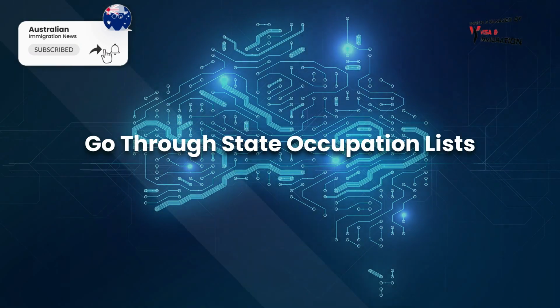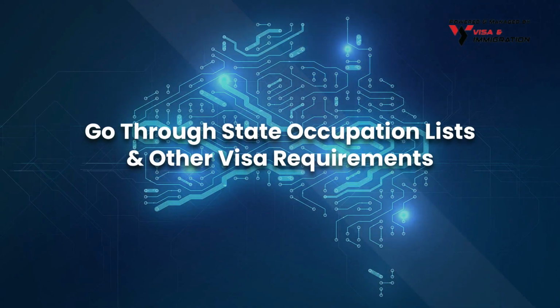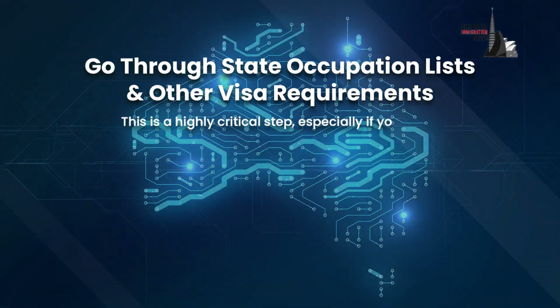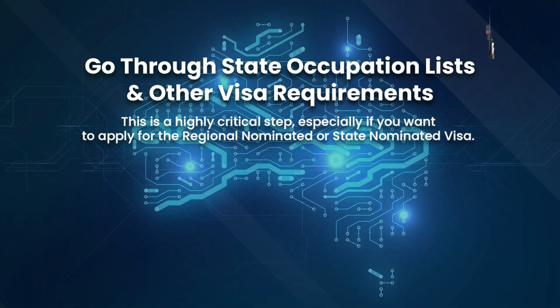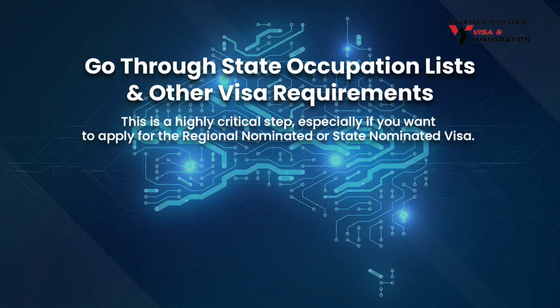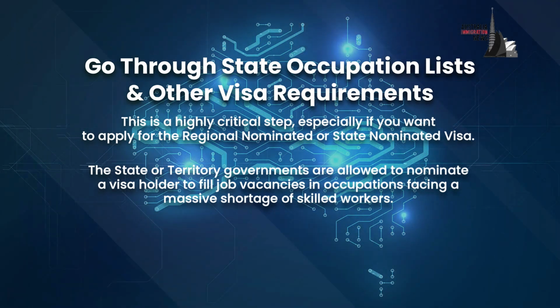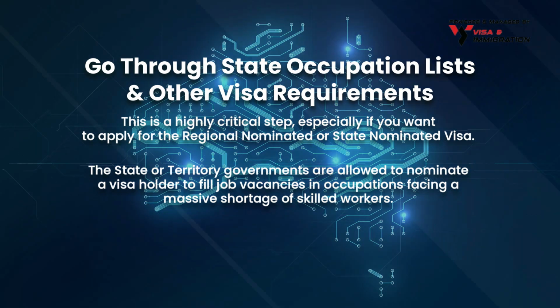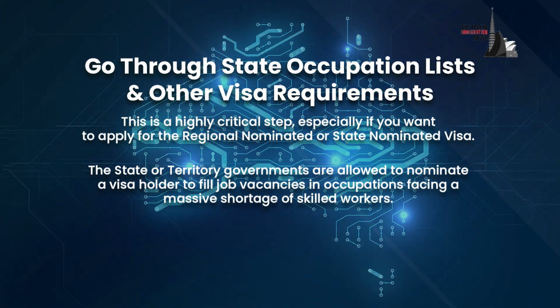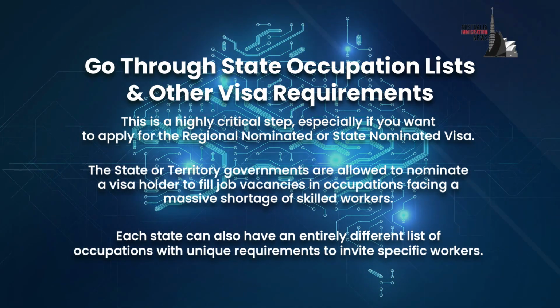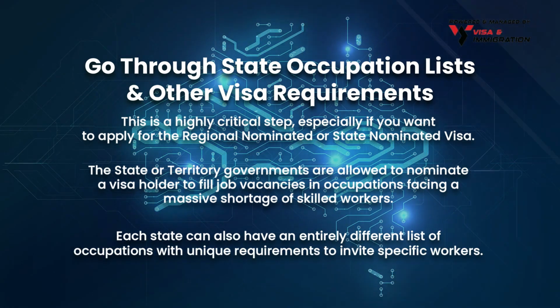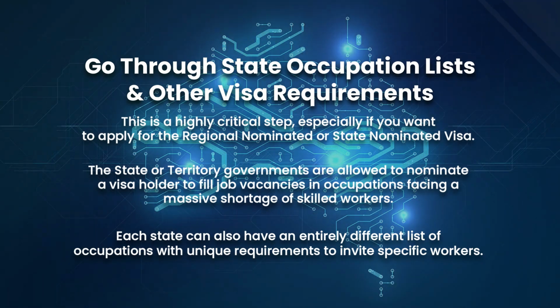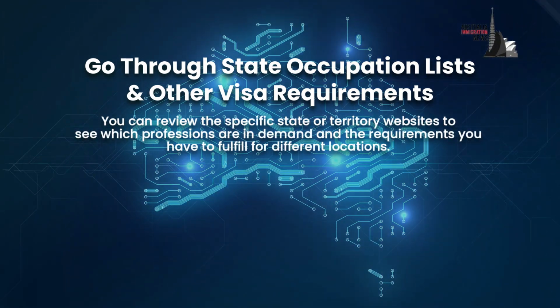The third step is to go through state occupation lists and other visa requirements. This is a highly critical step, especially if you want to apply for the regional nominated or state nominated visa. The state or territory governments are allowed to nominate a visa holder to fill job vacancies in occupations facing a massive shortage of skilled workers. Each state can also have an entirely different list of occupations with unique requirements to invite specific workers. You can review the specific state or territory websites to see which professions are in demand and the requirements you have to fulfill for different locations.